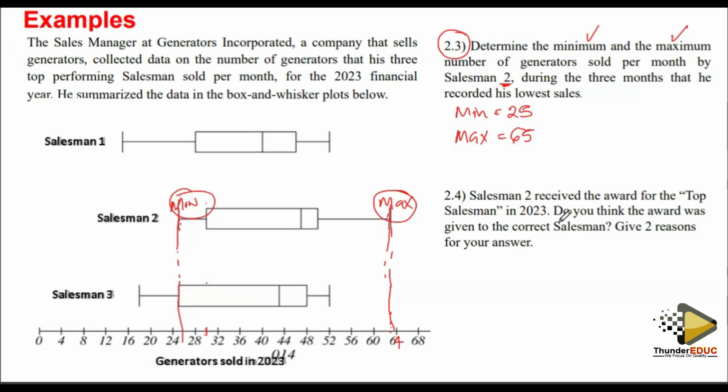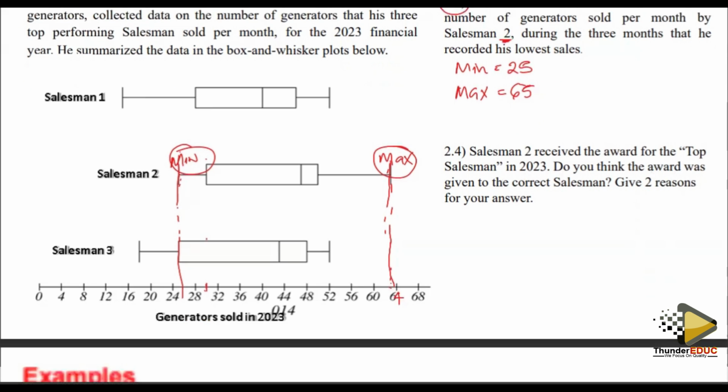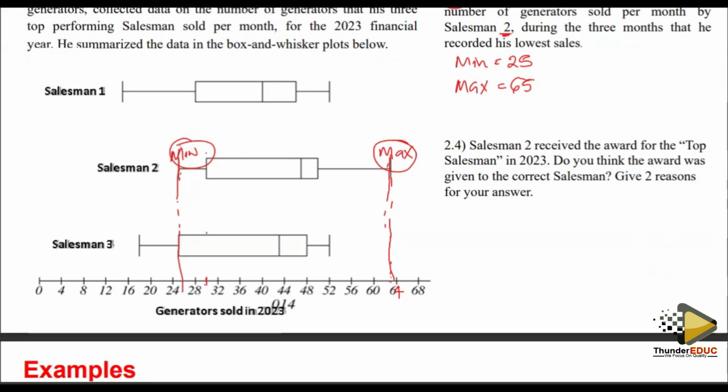Do you think the award was given to the correct salesman? Give 2 reasons. So now we don't just look at it and say salesman number 2. We look at his lowest value. Okay, let's compare. How would you tell the impact? Here you say we need to know the minimum, Q1, Q2, Q3, and the maximum. For the 3 people, we have 1, 2, 3.